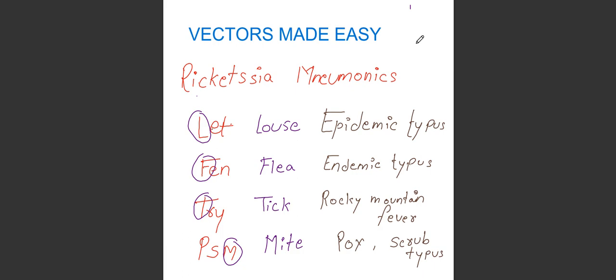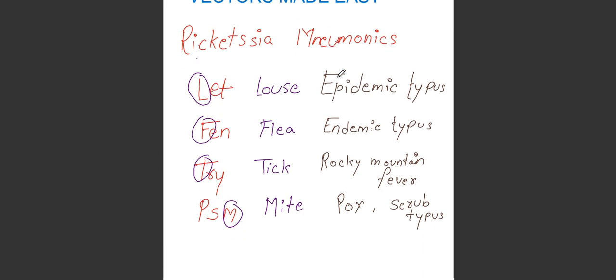So the first topic is rickettsia. There are some mnemonics for the rickettsia topic. Let us find them. My first topic is rickettsia with mnemonics, and my mnemonic is LET FEN TRY PSM. L represents louse, F represents flea, T represents tick, and M represents mite.